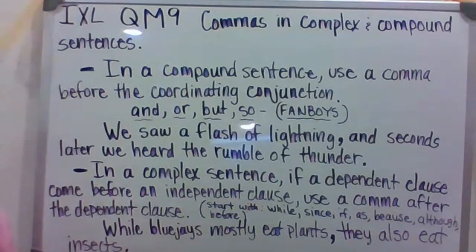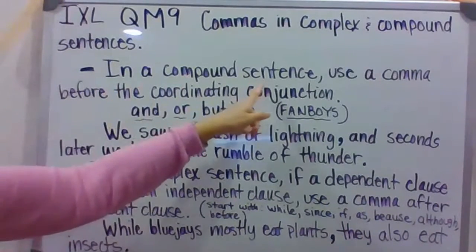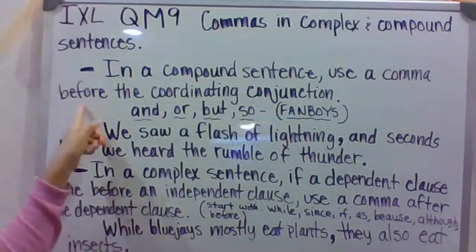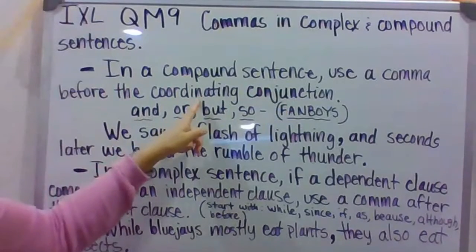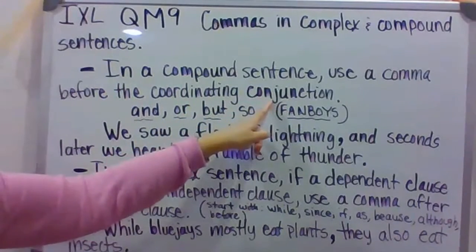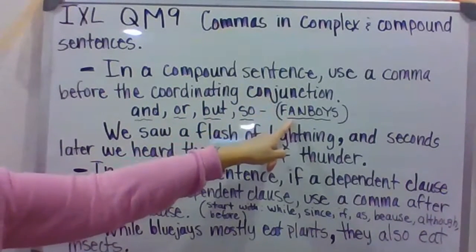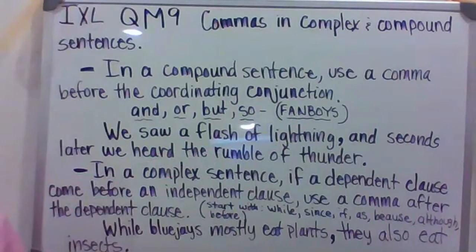Okay, so the first thing let's go over. What is a compound sentence and where do you insert commas? It says in a compound sentence, you're going to use a comma before the coordinating conjunction. Do you guys remember the conjunctions? Those FANBOYS? Think to yourself, those FANBOYS, what were those words? We've learned them many times throughout the year.